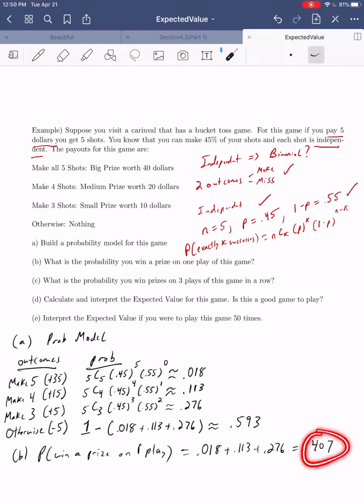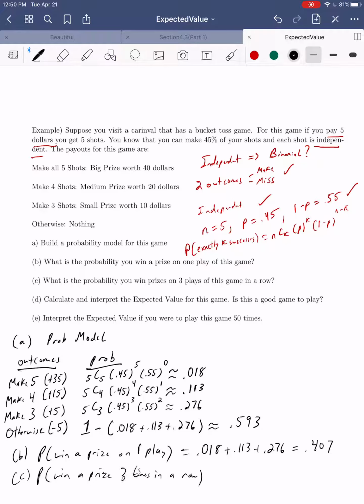Notice that this guy is 1 minus this guy because this is the chance you walk away with nothing. Okay, let's calculate another probability. What's the probability you win a prize 3 times in a row? So what's the chance that you go up to this game, you play it 3 times, and you win a prize all 3 times in a row?